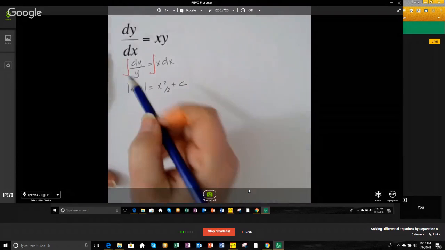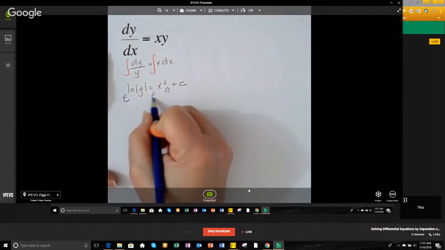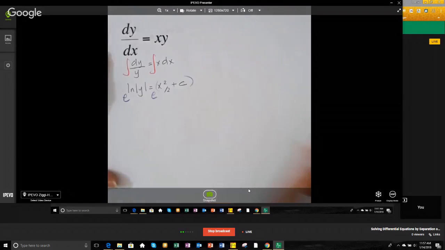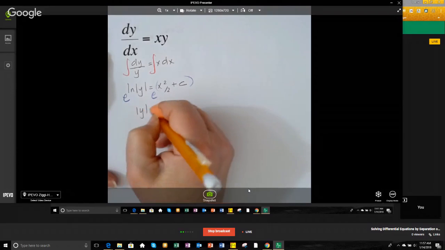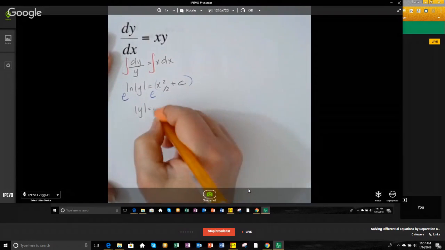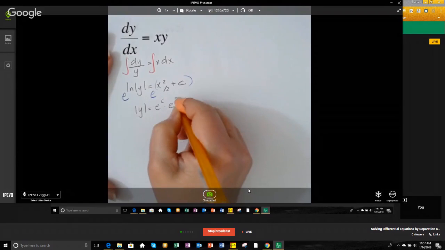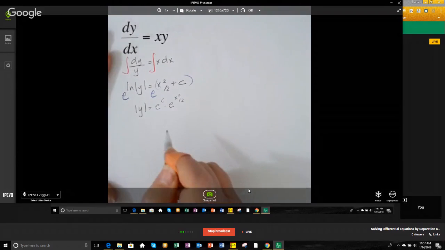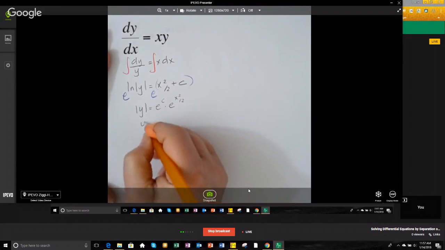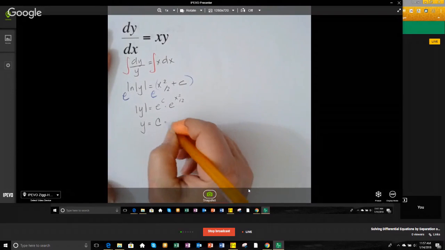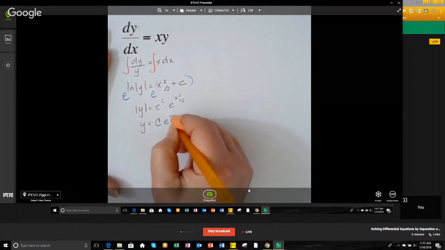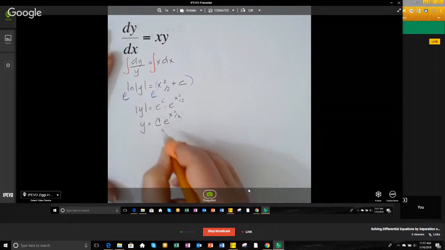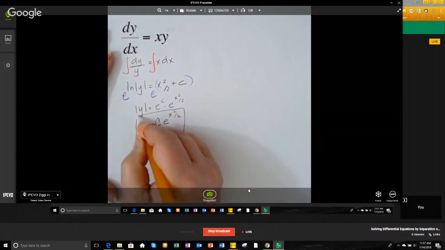To solve this, we have to exponentiate both sides. When we do that, we get the absolute value of y equals e to the c times e to the x squared over 2 using our properties of exponentials. And we can drop the absolute value bars and say c e to the x squared over 2. And this would be our general solution.